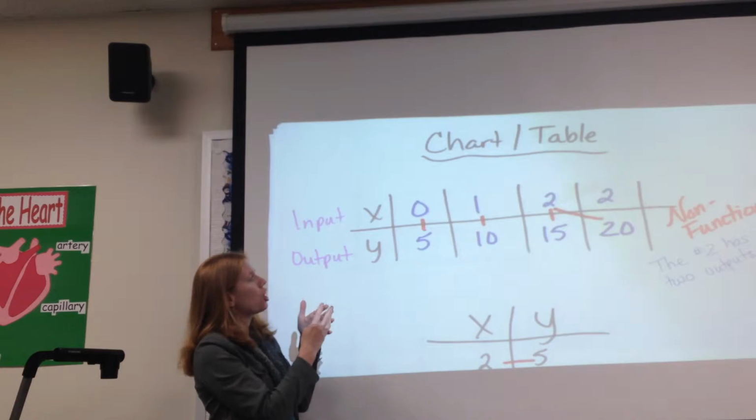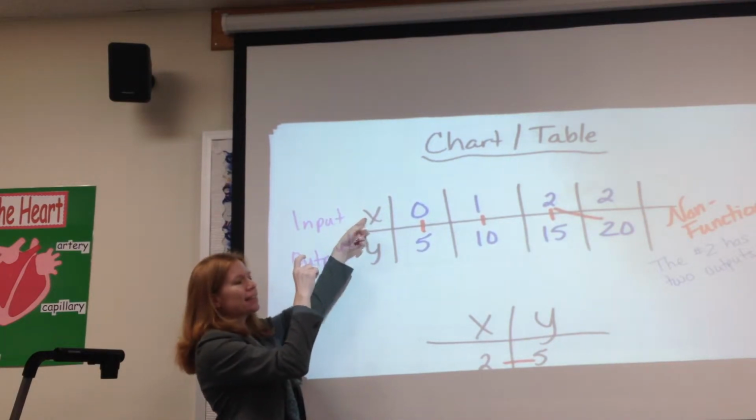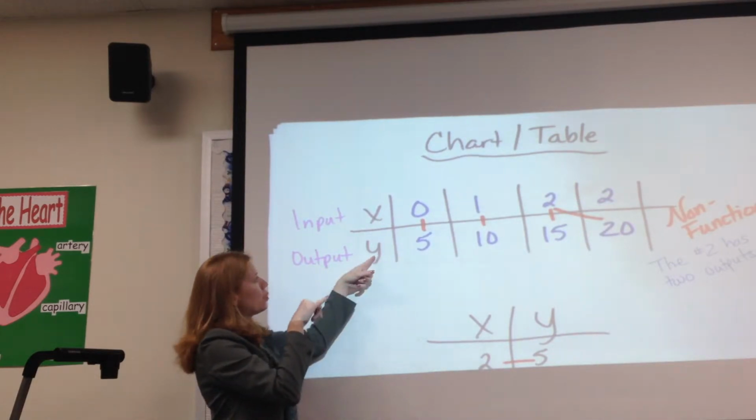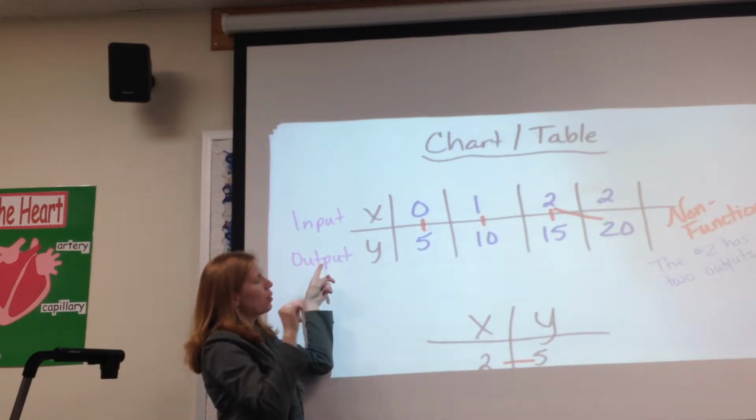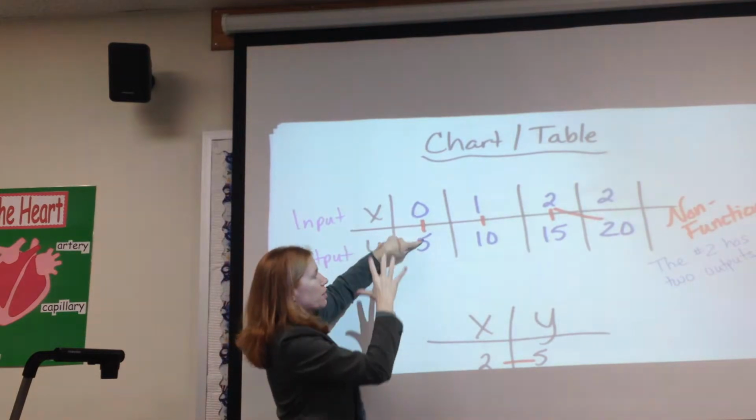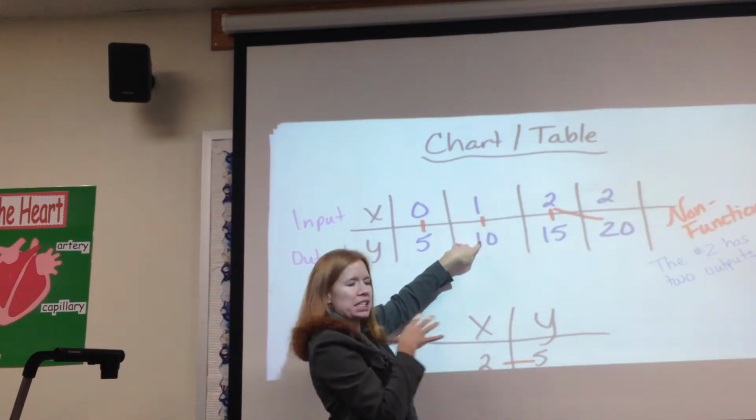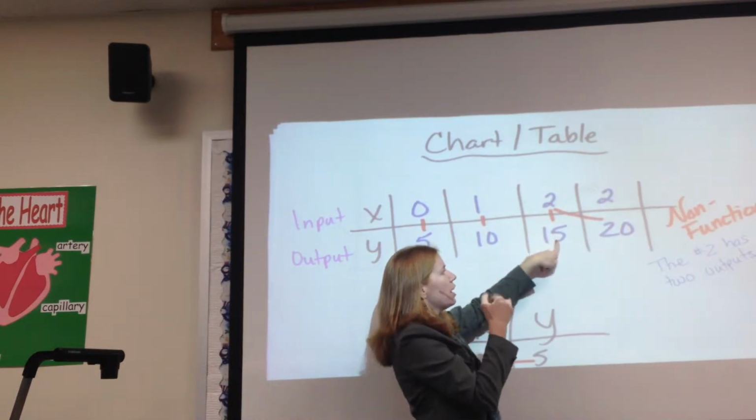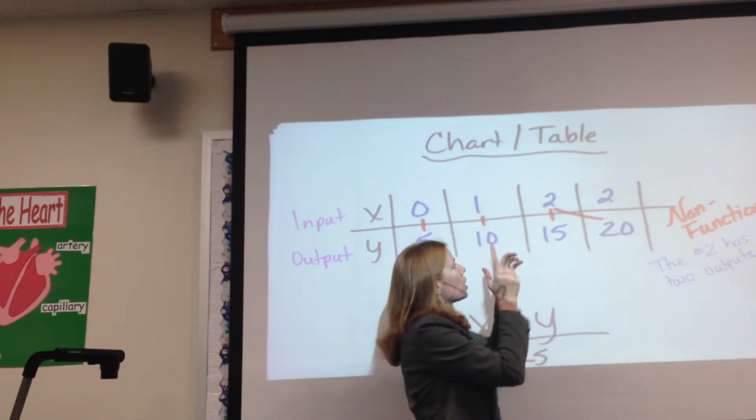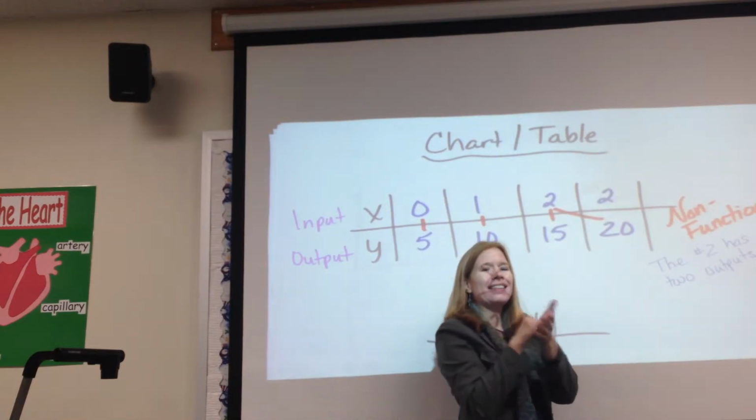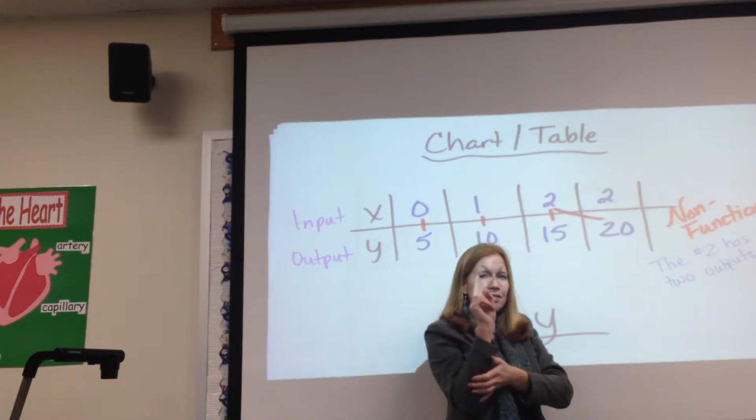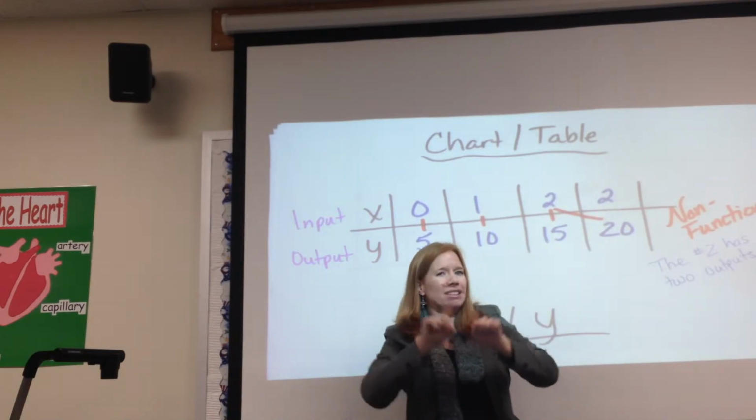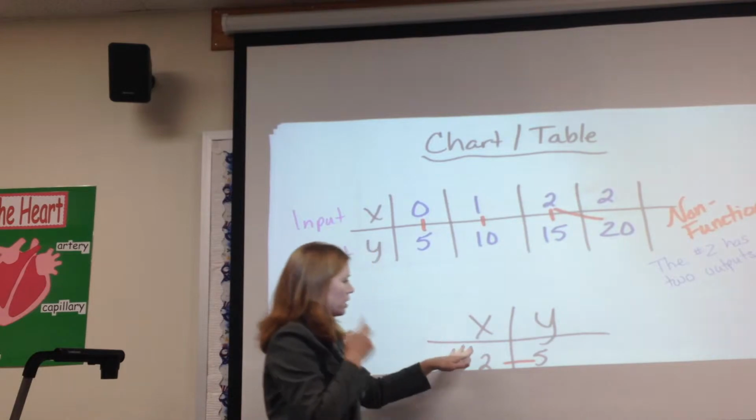Okay, this is a chart. Here is my X. That's going to be my input, and then Y is the output. I want you to notice 0 and 5, that's fine. 1 and 10, that's fine. 2. If I put 2 in, it could equal 15 or it could equal 20. This is not a function because 2 has 2 possible different answers. Let's look at another one.